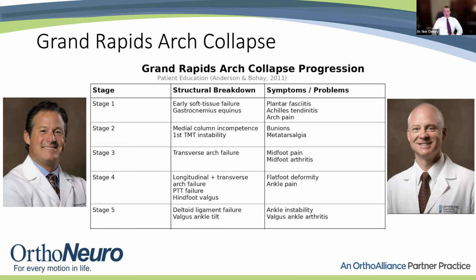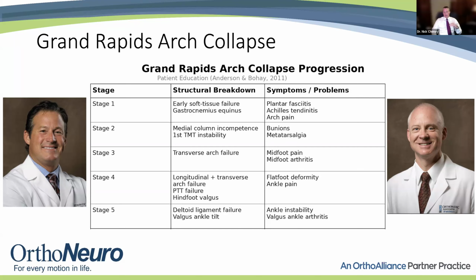And so I follow the Grand Rapids arch collapse model. This is Dr. Bohe on the left and Dr. Anderson on the right, both of which were my fellowship directors. And this is the Grand Rapids arch collapse progression. And interestingly enough, the old arch failure classification system has evolved to something more along the lines of this, where they understand that it's not the arch tendon that fails, and then the arch goes, the arch fails, and then the arch tendon goes. And so we'll run through these stages 1 through 5.